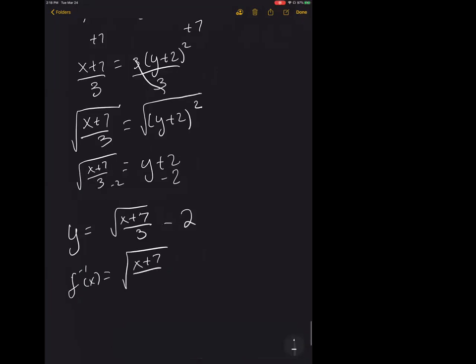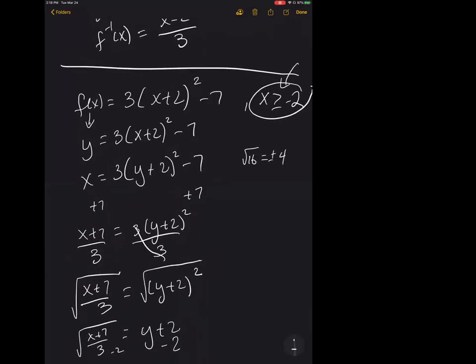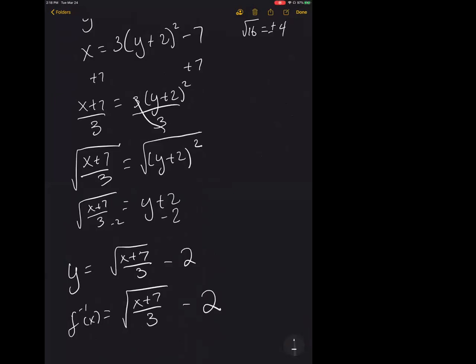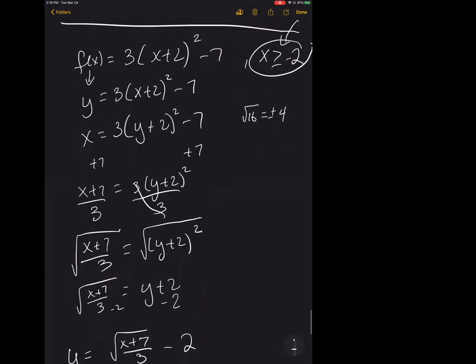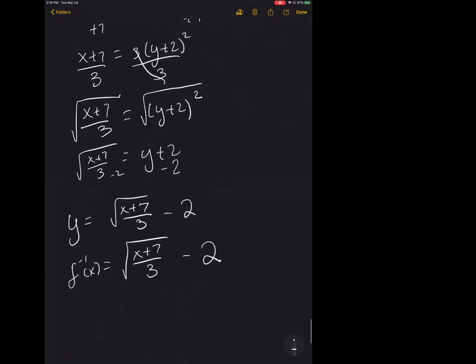This function right here does the opposite of all the other functions that we've had before. And of course, that makes your life so much easier. In this original problem, I'm adding 2 at the beginning. I'm subtracting 2 at the end. See how I'm squaring? Now I'm taking a square root.